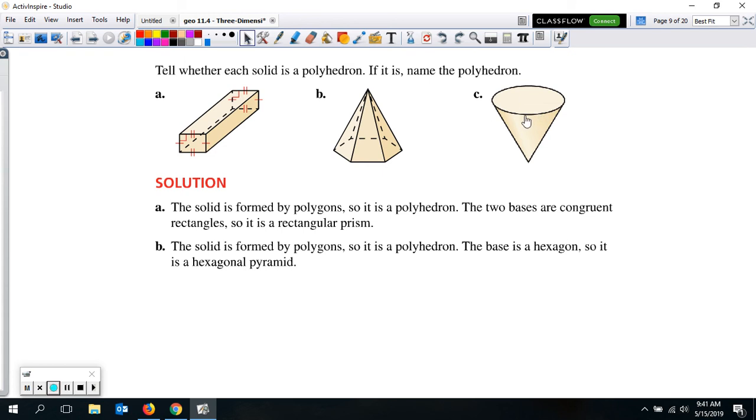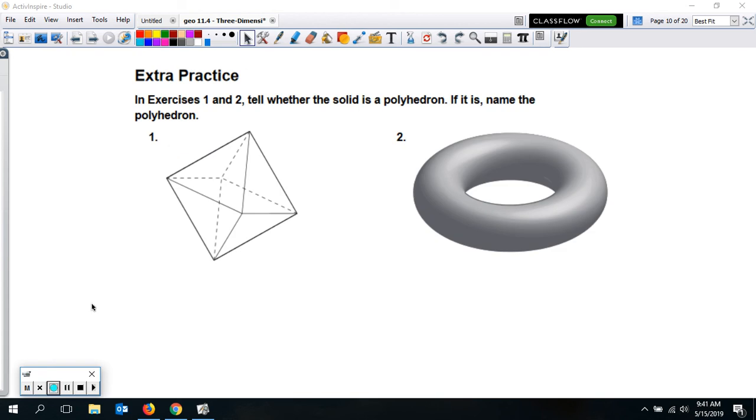C is just not a polyhedron because you have your curves. That would be a cone. Cone has got a curved surface, so it's not a polyhedron. Okay, so there on your extra practice 1 and 2, just tell whether this is a polyhedron, and if it is, then give it the name of the polyhedron.